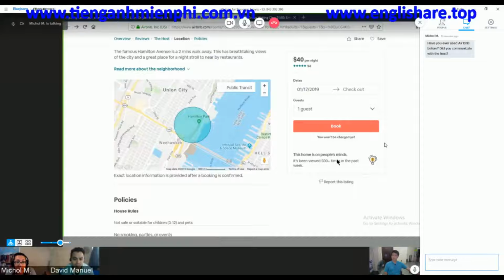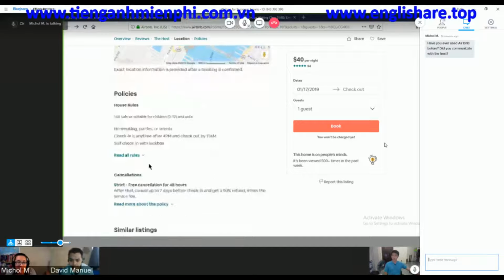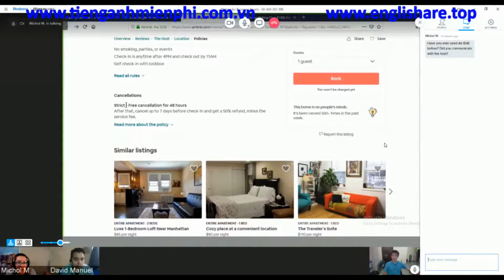Okay. And then it gives you a map, so you can see where it is. It won't give you the exact address until you pay. After you pay, then you see the address. This just gives you the area it's in. Then the rules: no smoking, parties or events, check-in and check-out time, and you can cancel for 48 hours without paying. Each host has different policies for canceling.